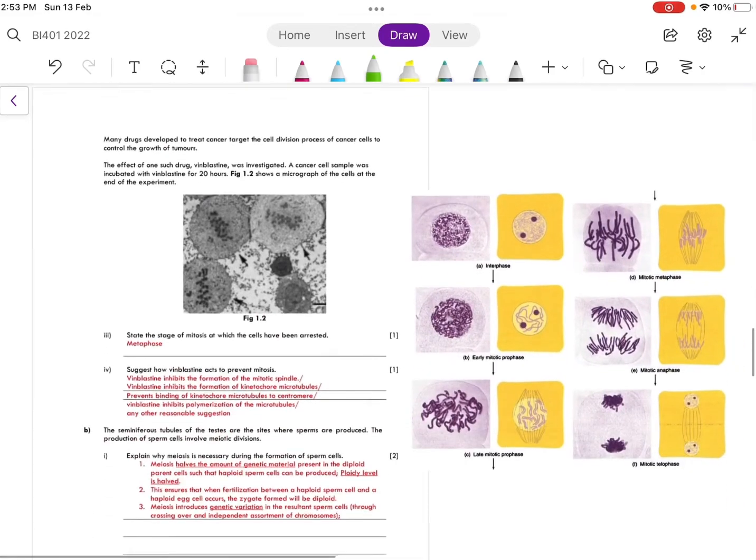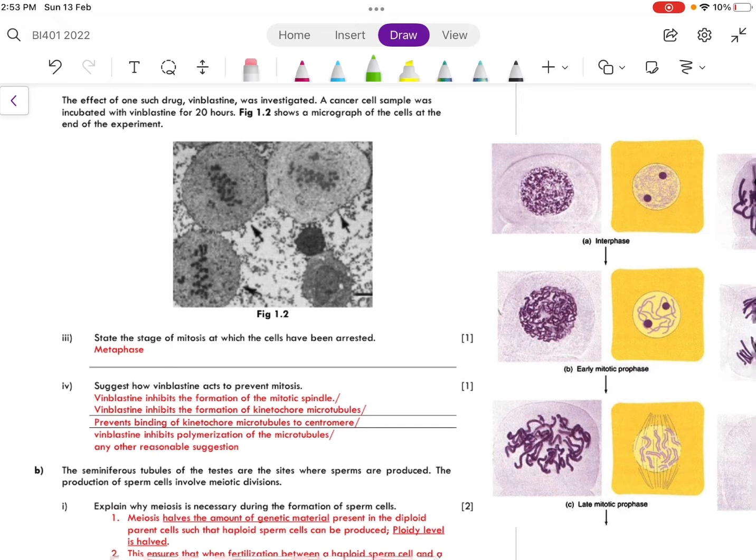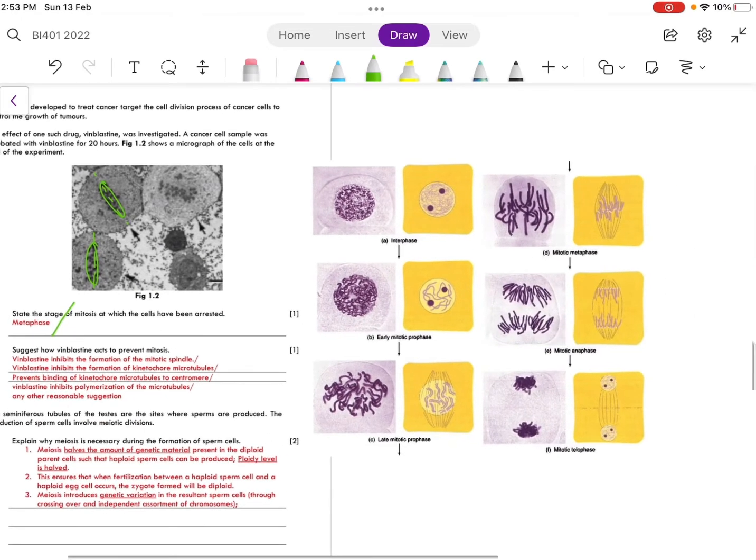Moving on, this particular question, again, they want you to identify what phase it's been arrested at. Notice that the chromosomes are lined up, concentrated in the middle. So I would say this is metaphase.